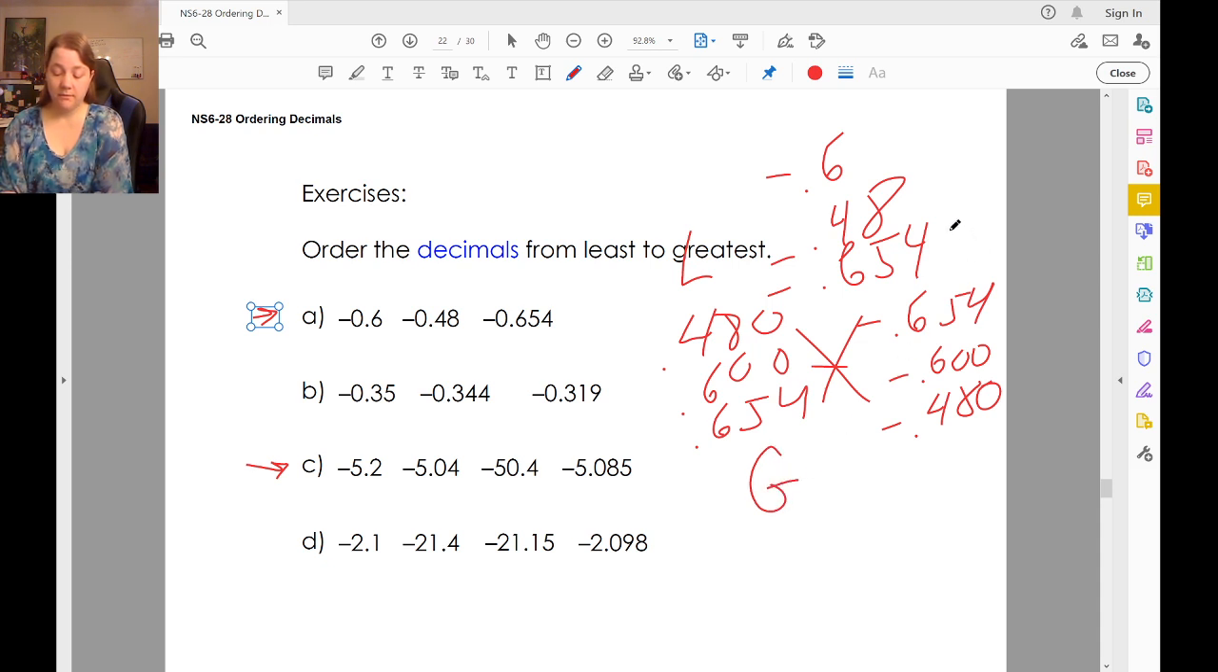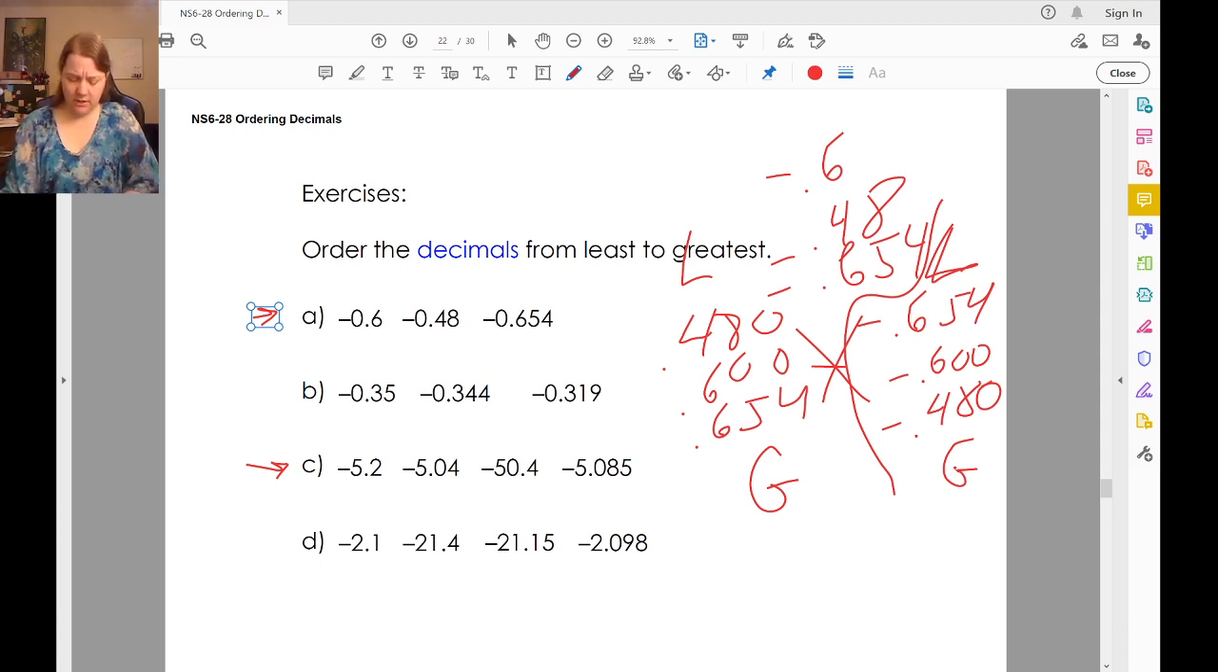Now, least to greatest, because I'm losing more this way. And I'm running out of room, which is why I only did 2. So we have 5.2, 5.04, 50.4, and 5.085.